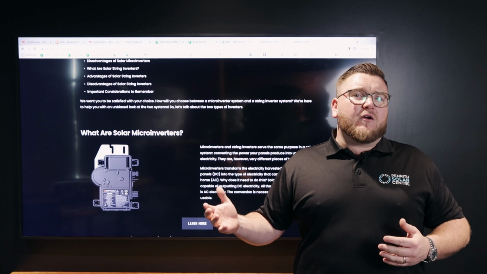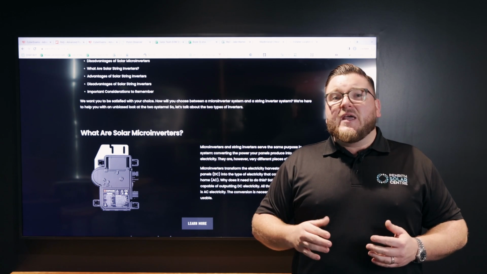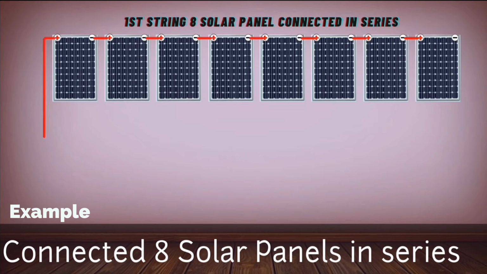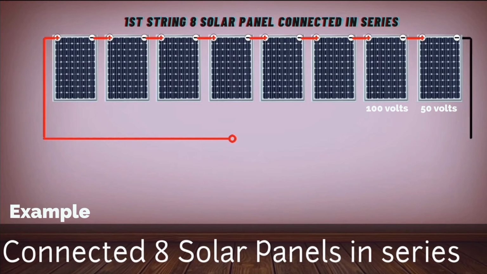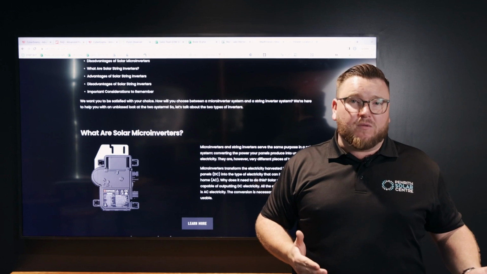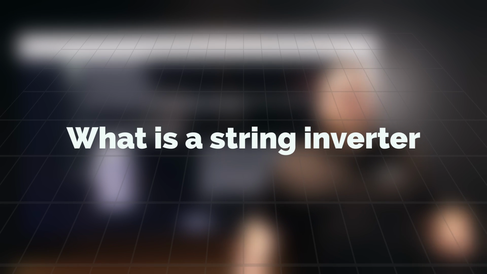The alternate to microinverters and AC architecture is that we have a DC string system. So what happens? Your panels all produce around 50 volts of DC each. They are plugged in together to go 50 volts, 100 volts, 150, 200, and so on and so forth, all the way up to the maximum potential of around 1,000 volts. So what exactly is a string inverter?